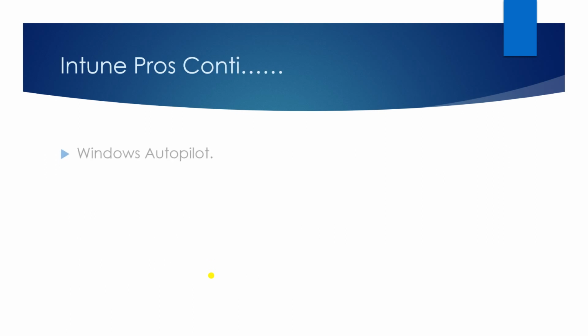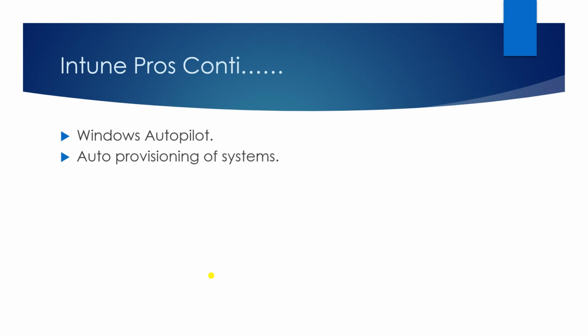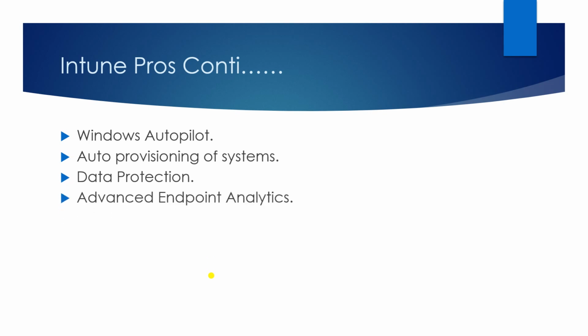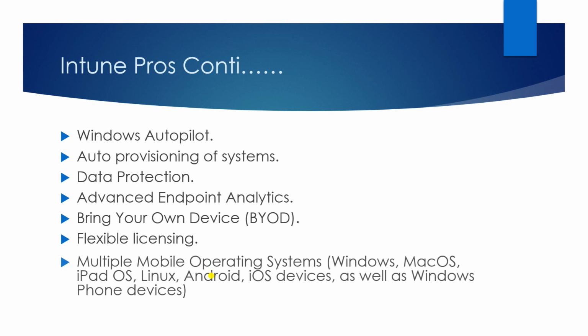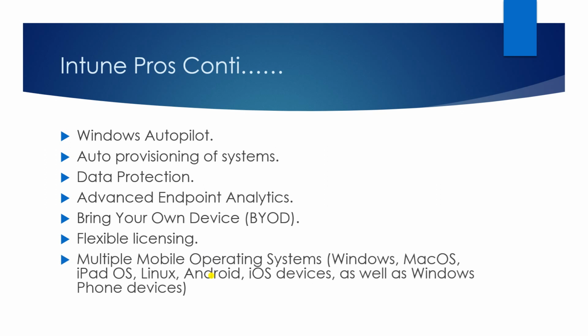Let's see what else we can get in Intune. We can get Autopilot and auto provisioning of the system. We can get data protection, advanced endpoint analytics, bring your own device, flexible licensing, and support for multiple mobile operating systems. So let's talk about them one by one. These are the features we will be getting in our Intune console.